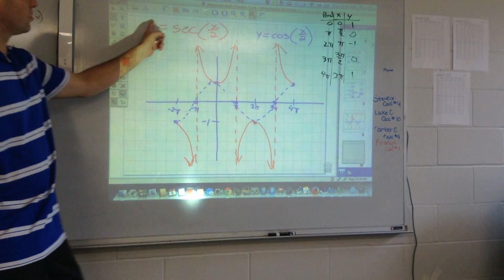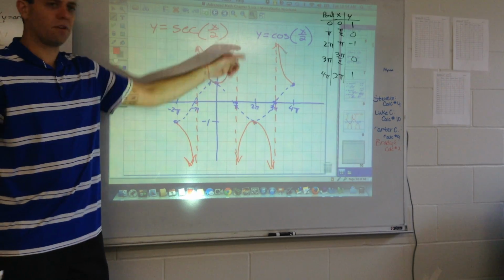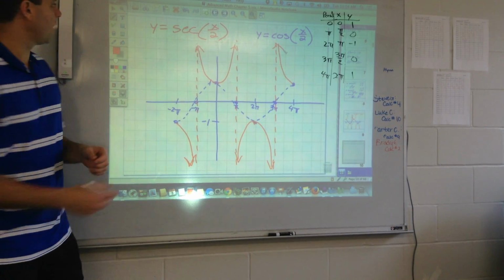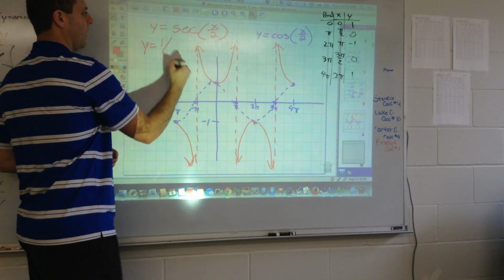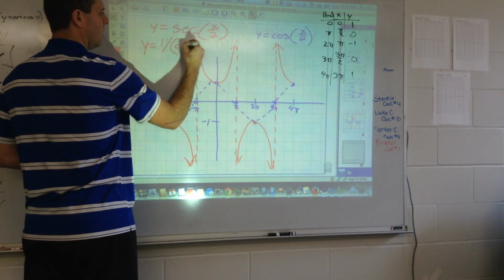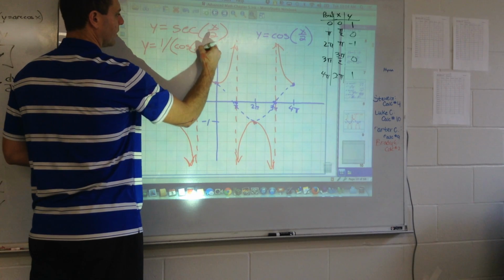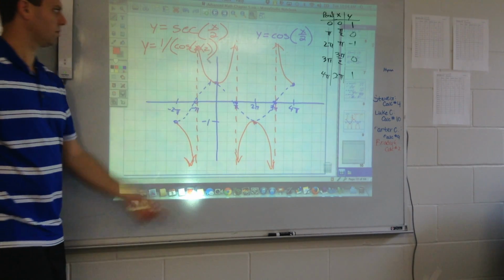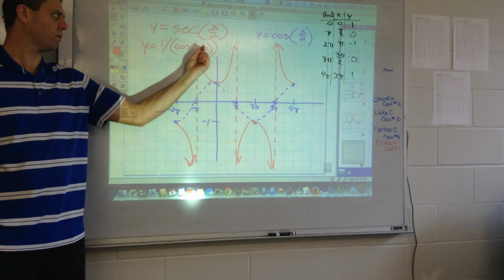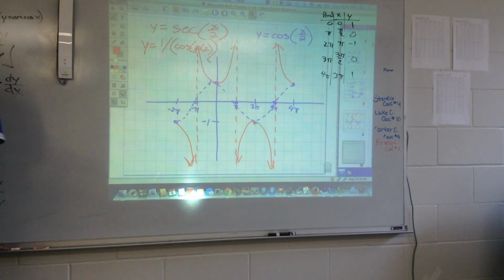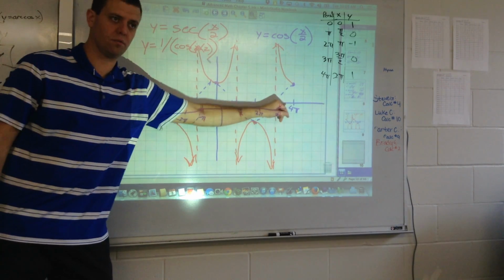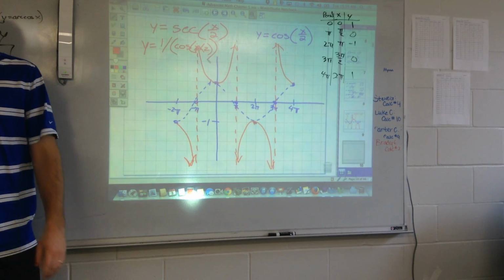If you want to enter this on your calculator, you certainly can. There's not a secant button, but you would just have to write y equals 1 divided by parentheses cosine parentheses x over 2 parentheses parentheses. That's cosine of x over 2. And make sure that whole thing's in the denominator. If you type that into your calculator, it'll graph it for you. And you'll have to adjust your window, make sure you're in radian mode, all the above.